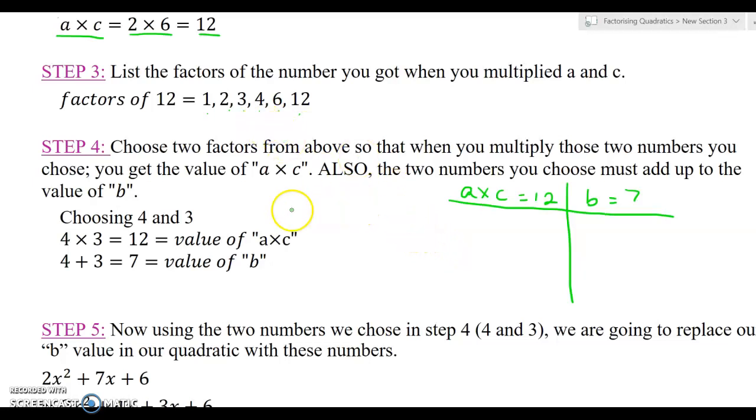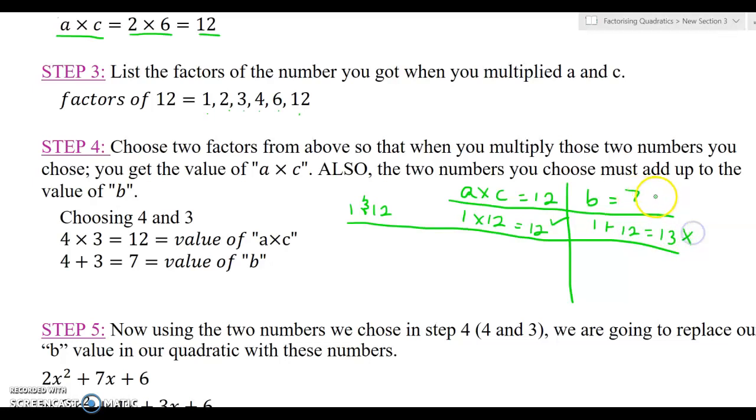Now, I already have that we're choosing 4 and 3. But let's go through all the possibilities so you know what to do, right? So one option could be choosing 1 and 12, because 1 times 12 will give me 12, right? 1 times 12 gives me 12. Works here. But then when I do the sum, 1 plus 12, that gives me 13. I don't want 13, I want 7.